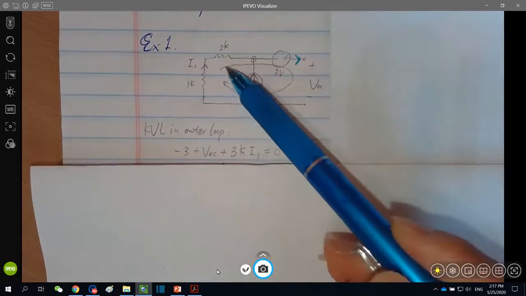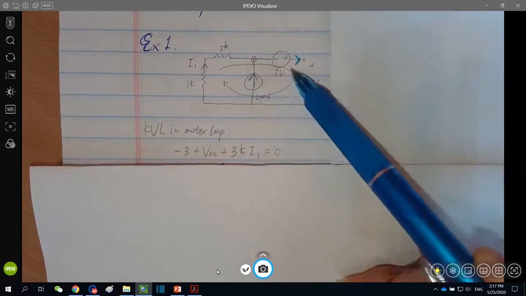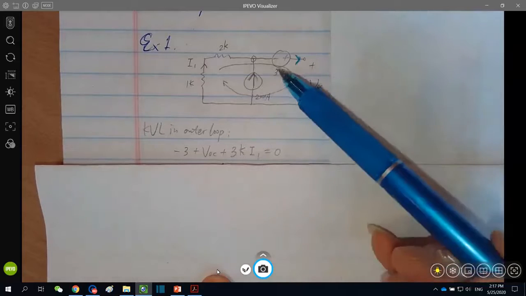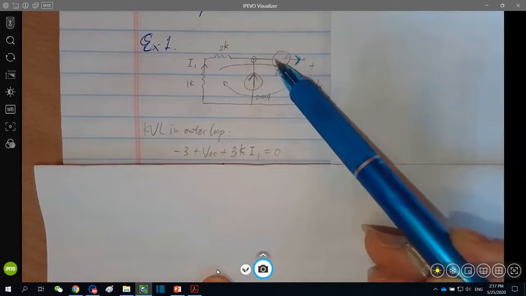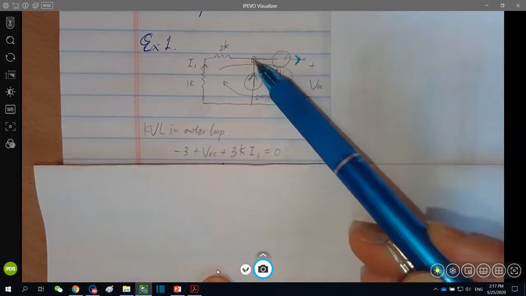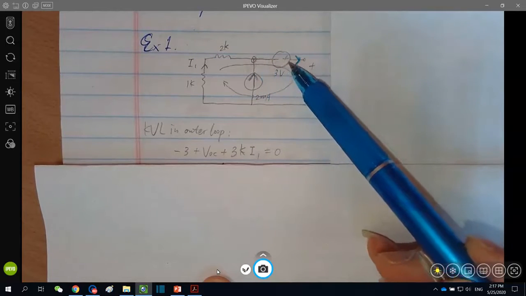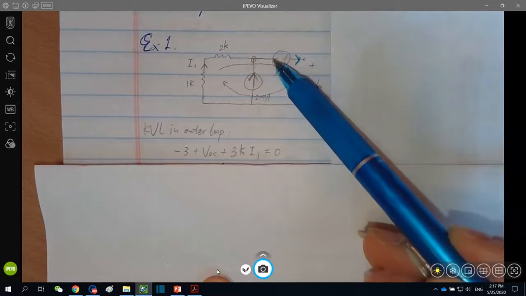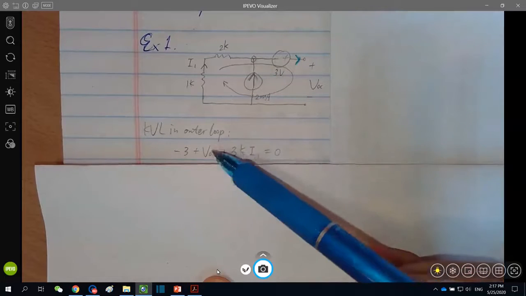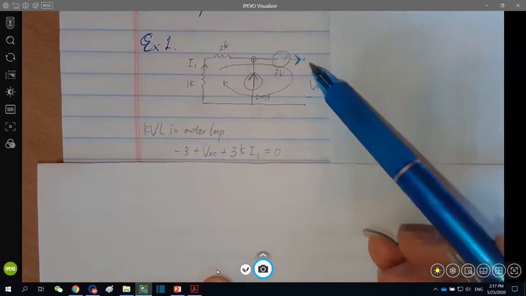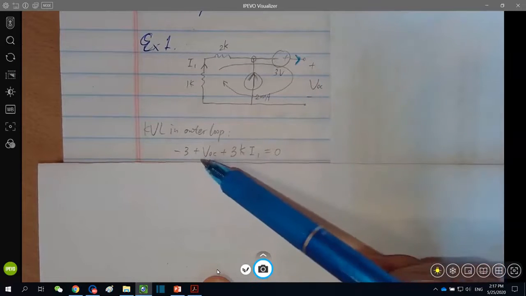So I'm selecting a clockwise rotation direction. First I'm coming across 3 volts, because I'm assuming I'm beginning from this node and rotating clockwise, coming across the negative terminal of 3 volts, so -3 here. And then the positive terminal of VOC, so positive VOC.